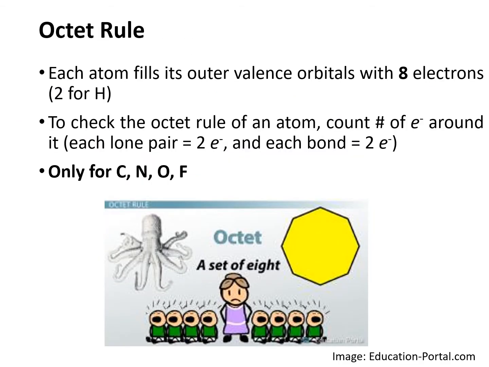The octet rule states that atoms will prefer to gain or lose electrons in order to attain 8 electrons in its outer orbitals, which corresponds to a complete or filled valence shell. In order to check whether an atom obeys the octet rule, we first count the number of electrons in it, where each lone pair represents 2 electrons and each covalent bond also represents 2 electrons. Now, it's important to remember that the octet rule only applies for carbon, nitrogen, oxygen, and fluorine. While the other elements in the periodic table can sometimes obey the octet rule, they don't necessarily have to.